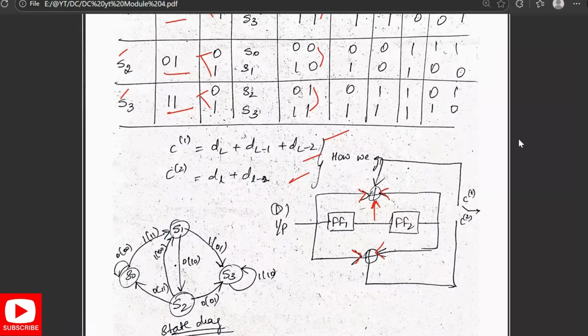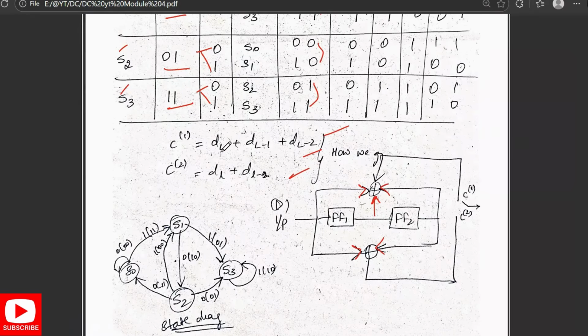So now, how to write the state diagram. Let us see how to write the state diagram.